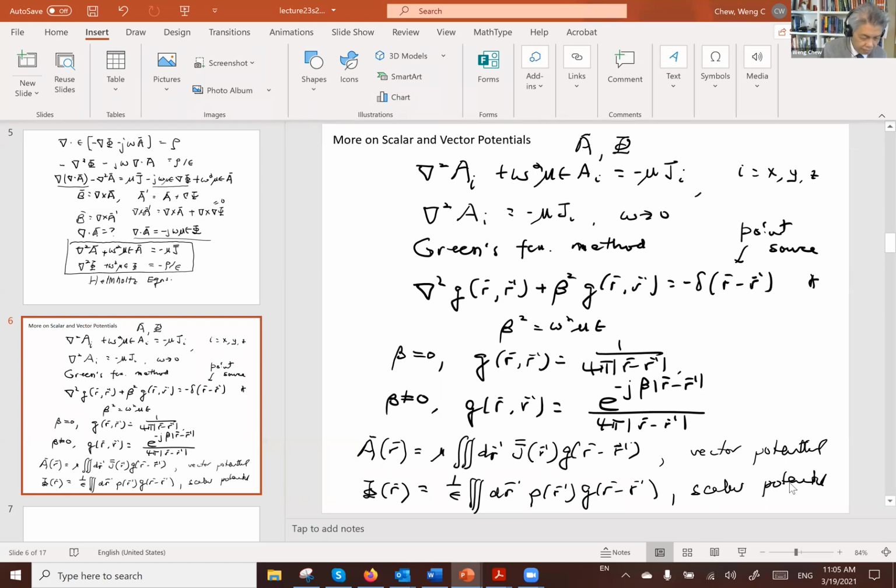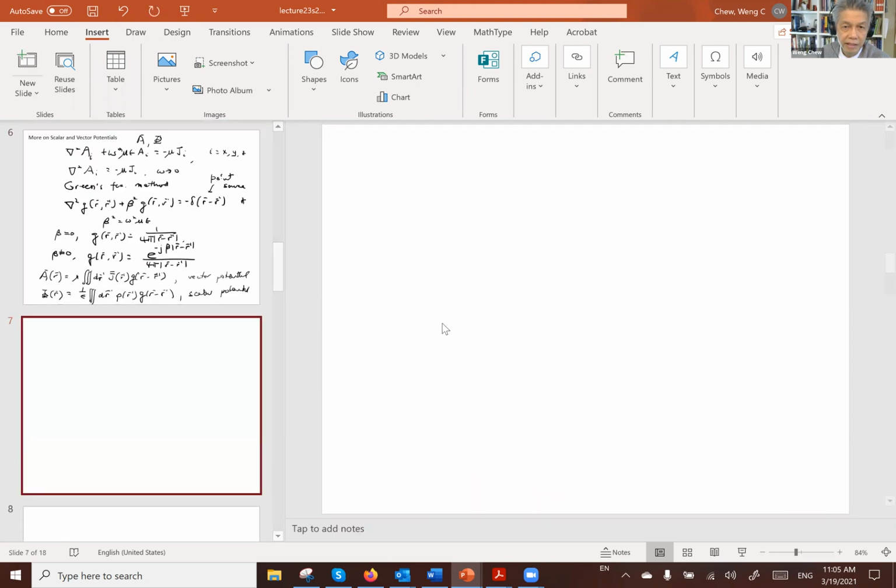So I'm going to talk a little bit more about the vector and scalar potential case. When you have, let me see, let me insert a new slide. Okay, when you have magnetic sources, fictitious sources like magnetic sources, J becomes M, and then magnetic charges.